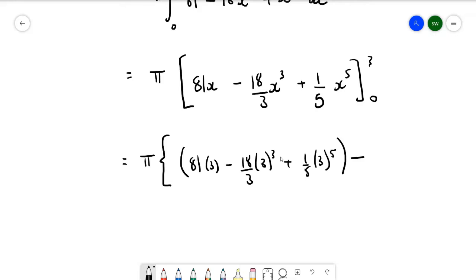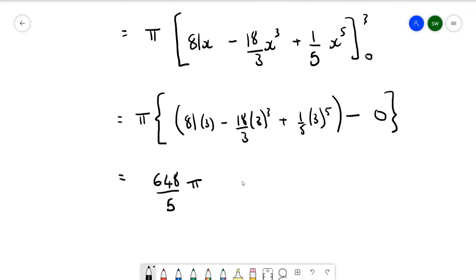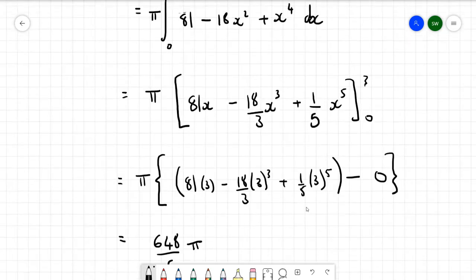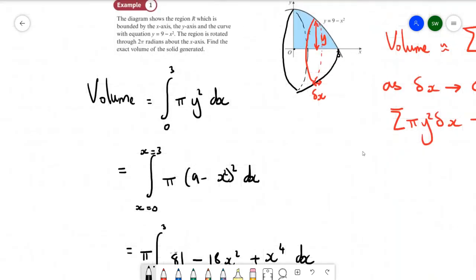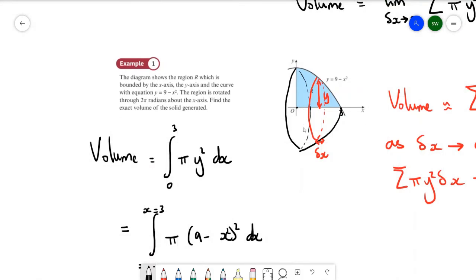If I sub in the lower limit, I just get 0. So if we work that out, we get 648 over 5 pi. So that is the volume of this solid that we get when we rotate that region R around the x-axis by 360 degrees.